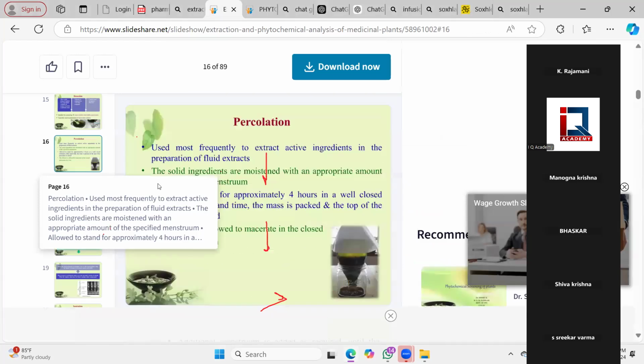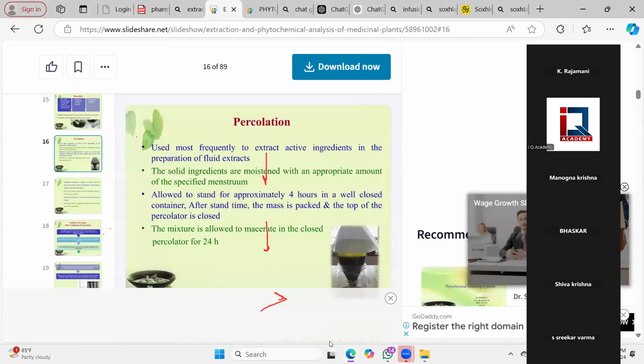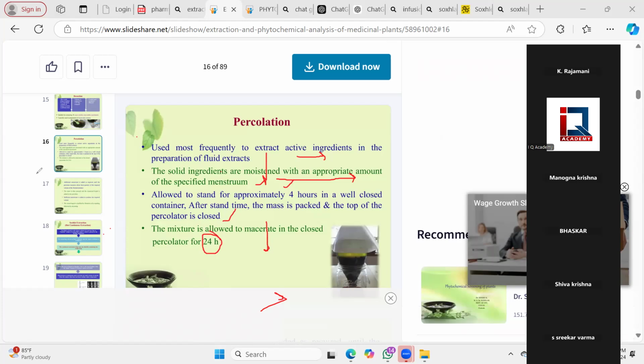So in percolation we use percolators, like I just said. Percolators are used frequently to extract the active ingredients in the preparation of fluid extracts. Solid ingredients are moistened with the appropriate amount of menstruum, then allowed to stand approximately for 4 hours in a well-closed container. After that time the mass is packed and the top of the percolator is closed, and the mixture is allowed to macerate for 24 hours. These are the steps in percolation using the percolator.